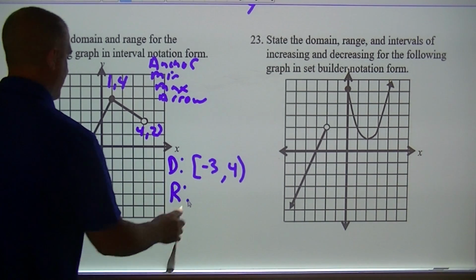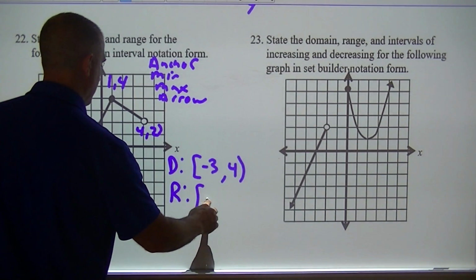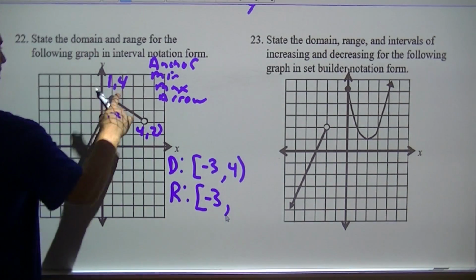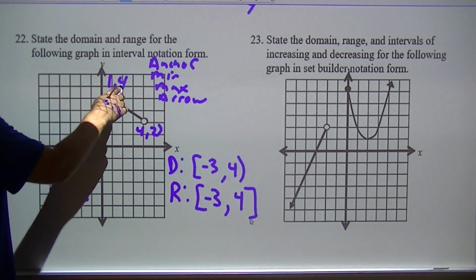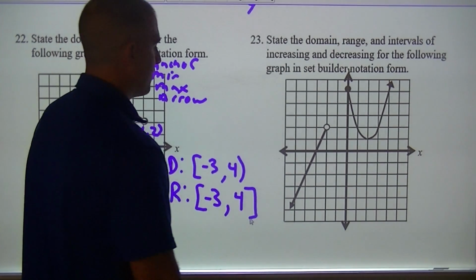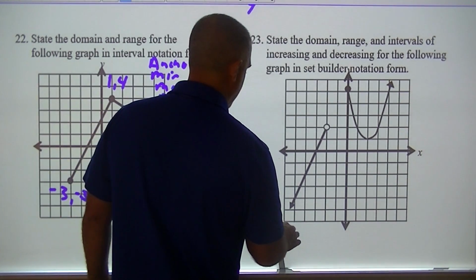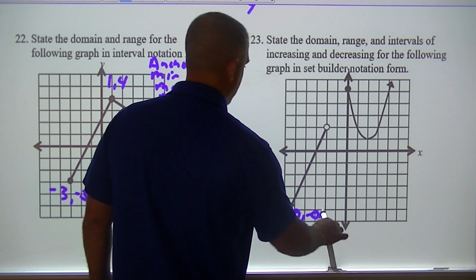My range. My smallest y value I have is negative 3. My biggest y value I have is up there, it's 4. And since that 4 is at a closed dot, that's what I would have. Now this one's slightly different. I have to label my arrow. This is a left arrow, so negative infinity. Negative infinity, left arrow going down.